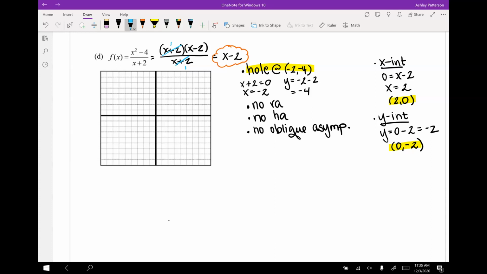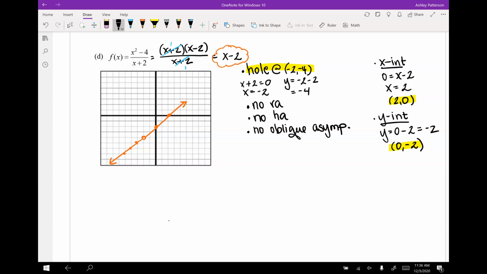So I'm going to go ahead and put the hole at -2, -4. 1, 2, 3, 4. And our x-intercept at 2, 0. y-intercept at 0, -2. Because we have all of these characteristics, we don't need to use our sign chart. We know it's a linear function. So I'm going to connect the hole to the intercepts. And then I am going to make one more point to help me on the left-hand side of my hole to help me draw that line. The slope is 1, so I'm going to work backwards. Okay, so I'm going to do a few points. And then I'm going to connect them that way.